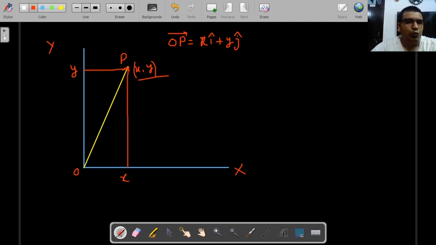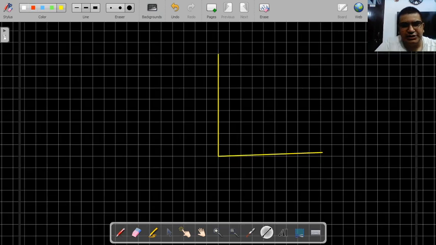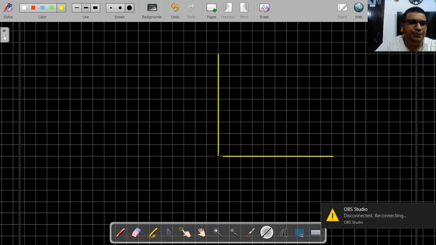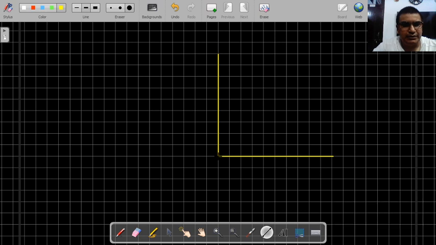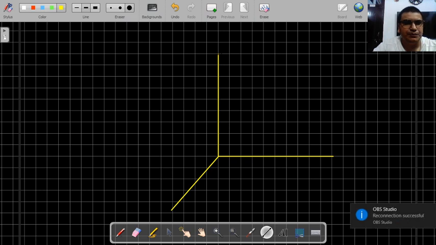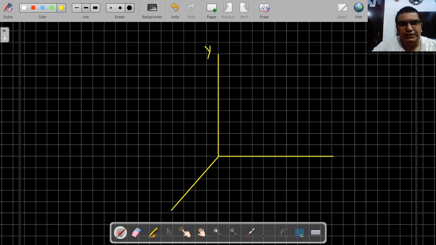So here the vector OP, this is the method of representation of any vector. Here the vector OP is actually representing the position vector. This is called position vector. Now this is the x-axis, and above the plane there is a z-axis perpendicular to x and y, shown to you. So this is your y-axis, this one is the x-axis, and this one is the z-axis.